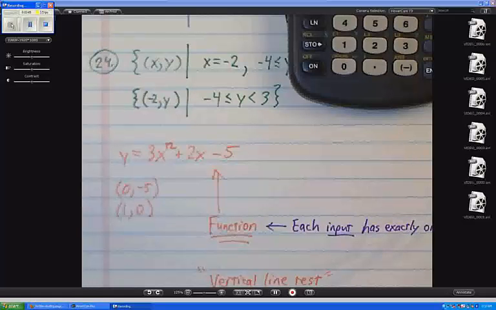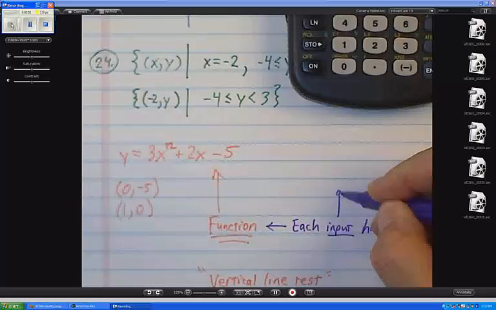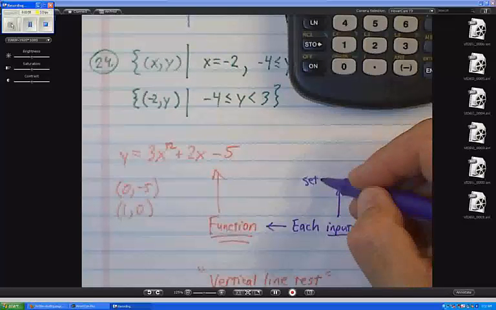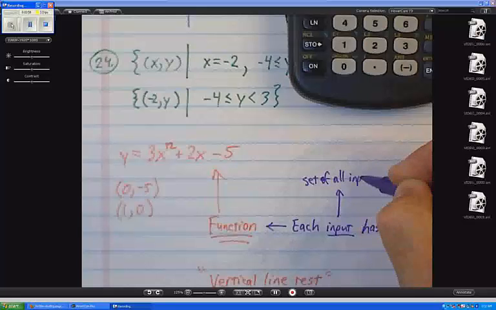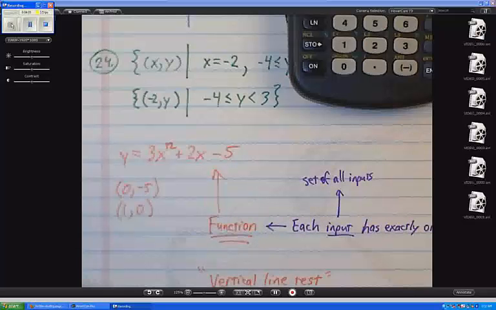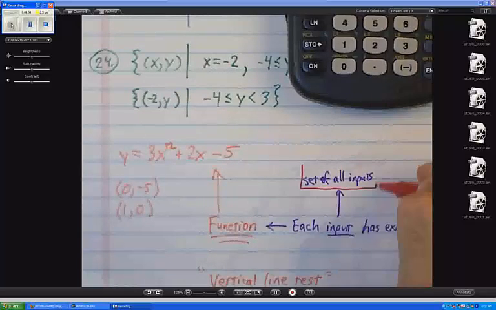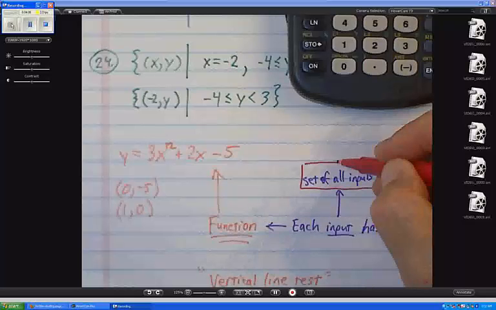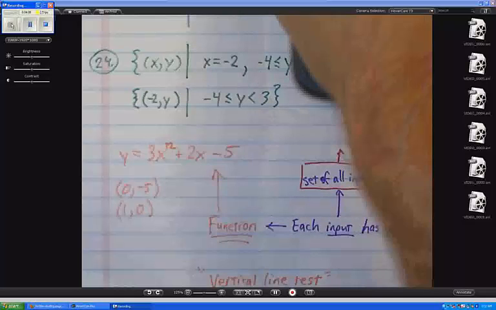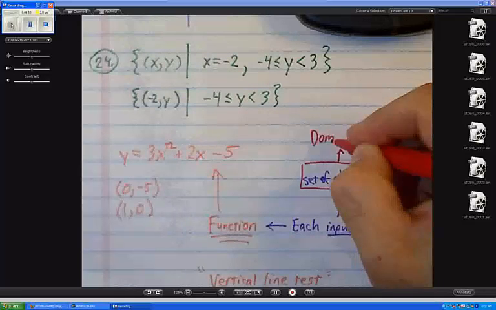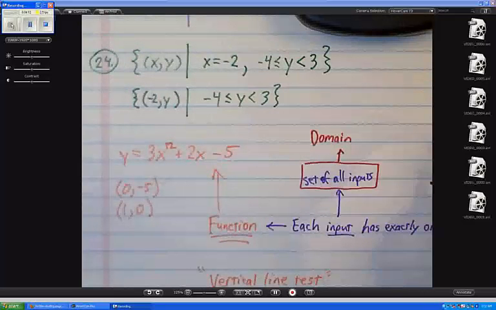Of course, the mathematical words that you read about, if you read the section for today, is that the set of all inputs has a name, and it's called what? The set of all inputs is called the domain. X. Yes, if we write y and x, then yes.